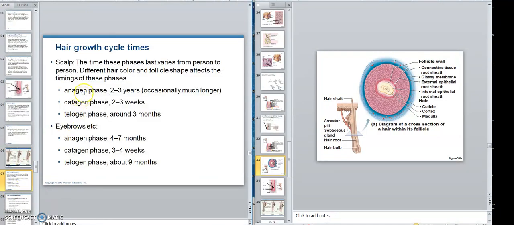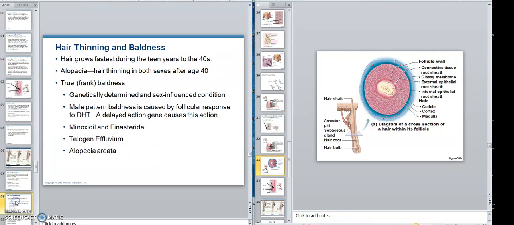Okay. Hair growth cycle times. For the scalp, the time phases differ from person to person. Anagen, let's say 2 years to occasionally much longer. Catagen, 2 to 3 weeks. The reason the eyebrows and the hair on other parts of your skin don't get long is because they have a very, very short growth phase, and then it falls out. It doesn't get a chance to build that mature cuticle layer.